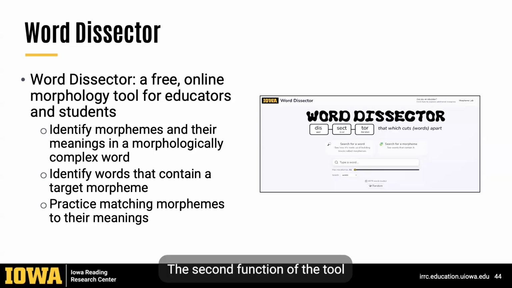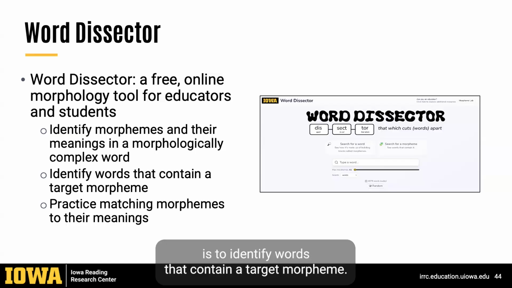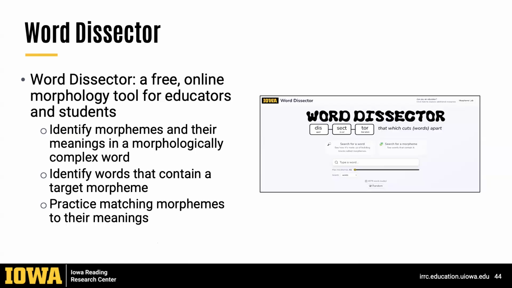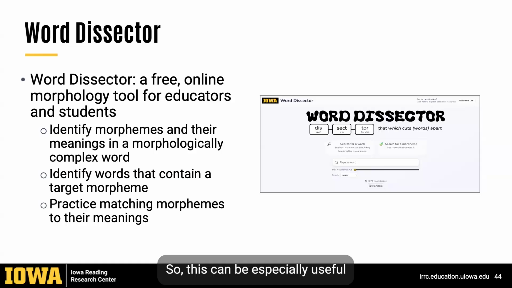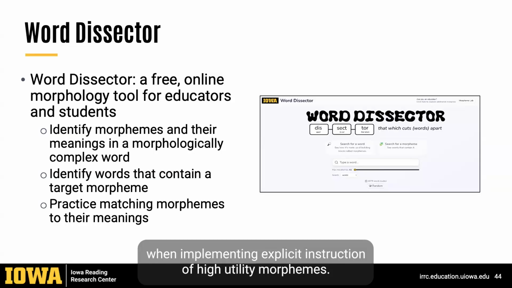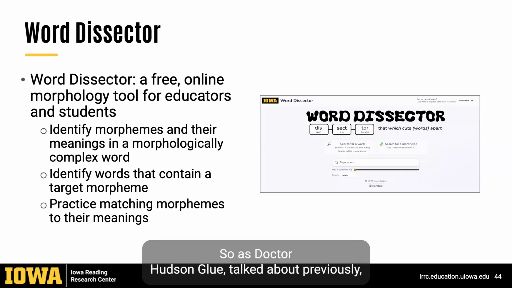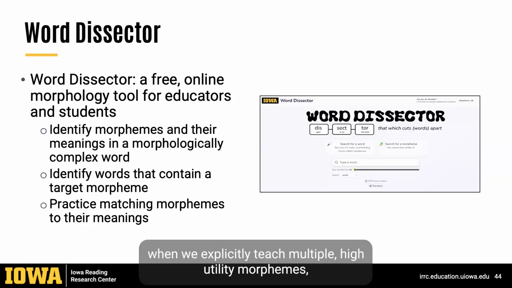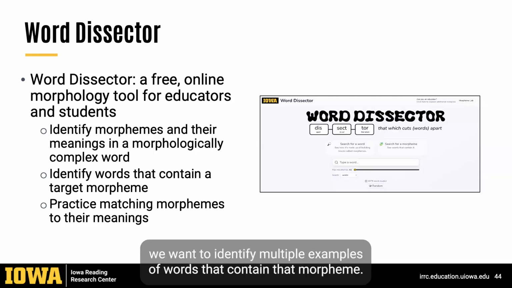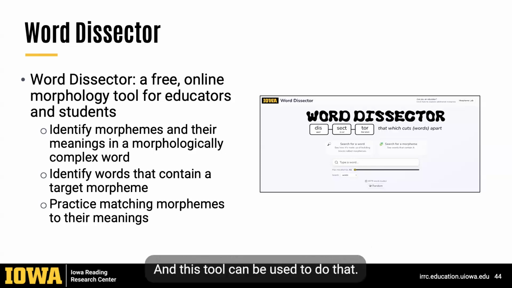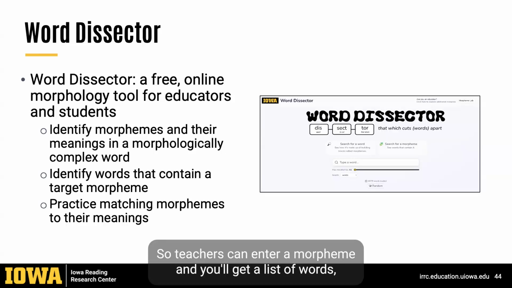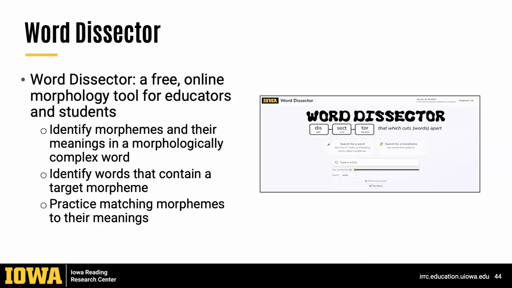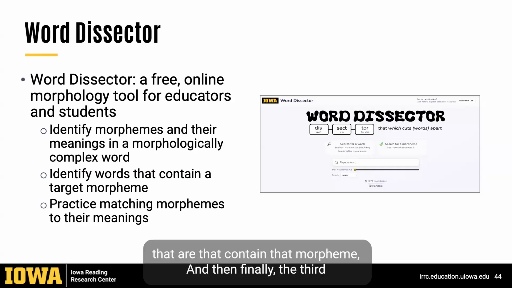The second function of the tool is to identify words that contain a target morpheme. So this can be especially useful when implementing explicit instruction of high utility morphemes. As Dr. Chatzoglou talked about previously, when we explicitly teach high utility morphemes, we want to identify multiple examples of words that contain that morpheme. And this tool can be used to do that. So teachers can enter a morpheme and you'll get a list of words that contain that morpheme.